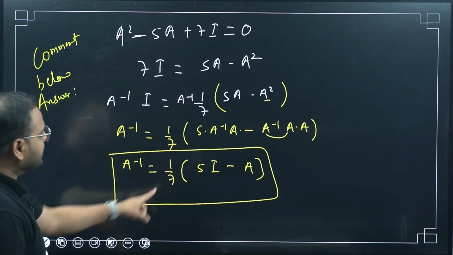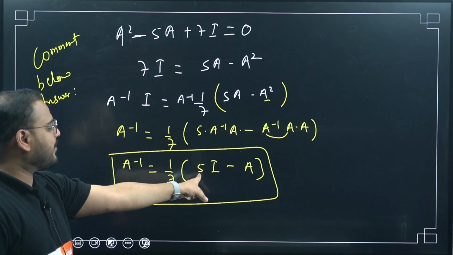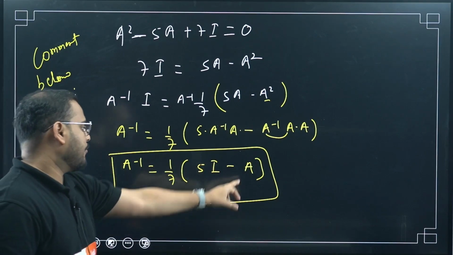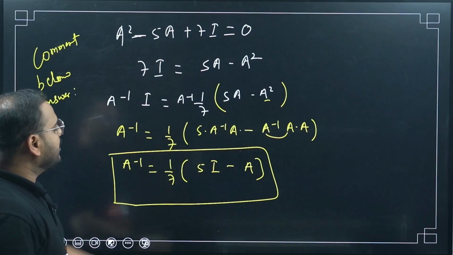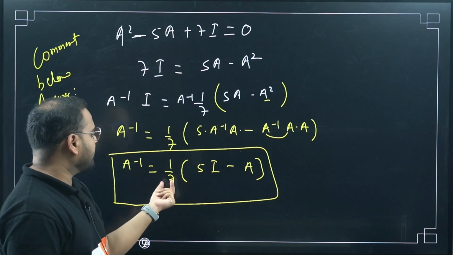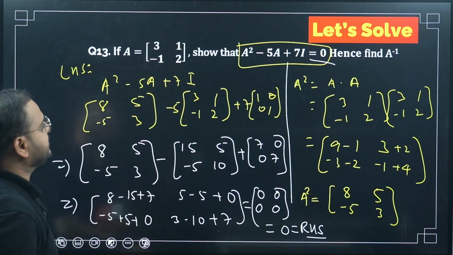What is it? 1 by 7 is there. 5I means, what is the meaning of 5I? 5005. What is the A? A is given here. So what are you going to do? Put those values here for the matrix and divide by 7. That is your A inverse. So please find it.